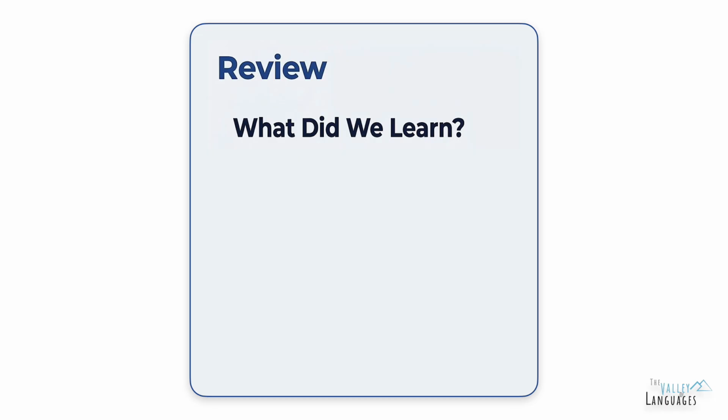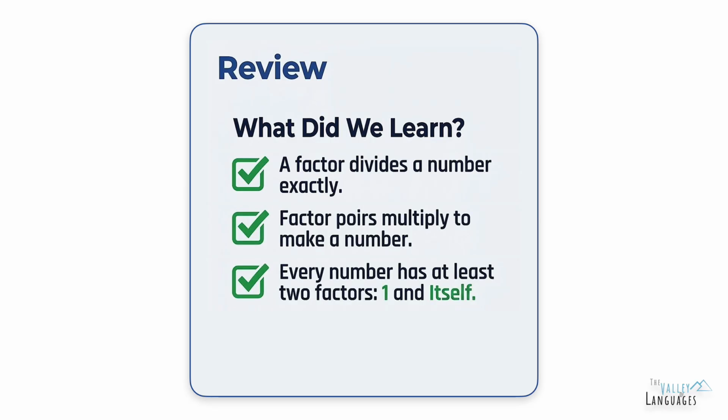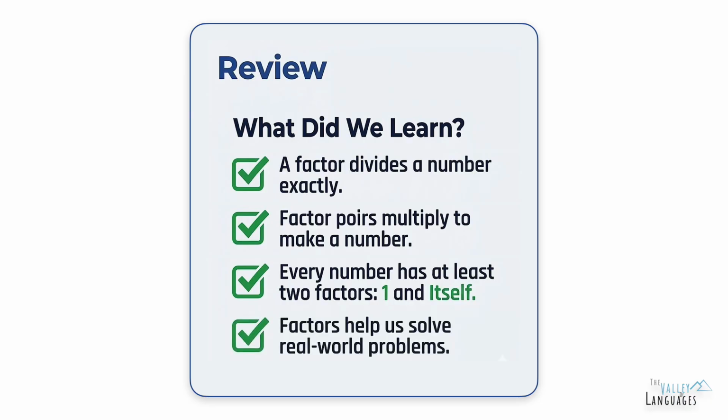Let's quickly summarize our core takeaways today to really lock everything into long-term memory. We learned that a factor divides a number exactly. We learned that factor pairs multiply to make the given number. We saw that every number always has 1 and itself as factors. And we proved that this isn't just theory. Factors actually help us solve real-world grouping problems.